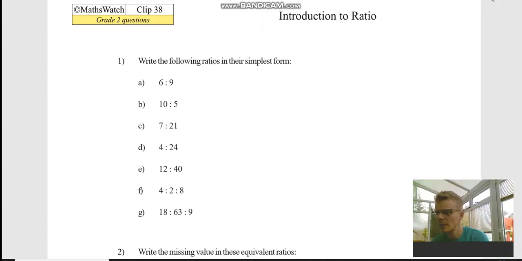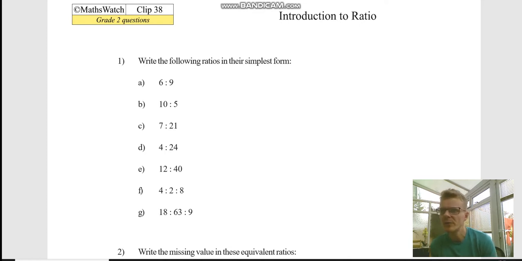Hi guys, and welcome to this week 2 walkthrough of some of these questions. So we'll start with introduction to ratio. We'll do a little walkthrough of the first one in terms of what it means, and then we'll just refer to a method in the subsequent questions.